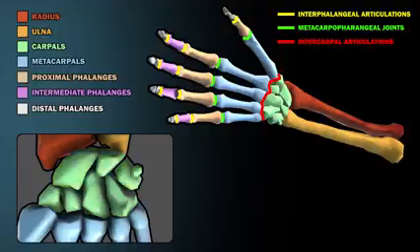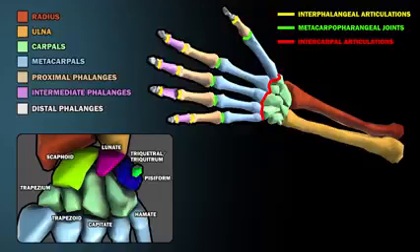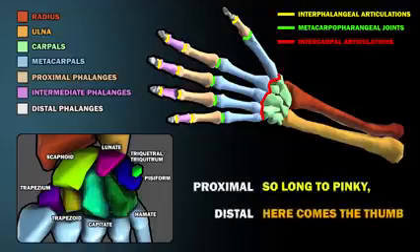The proximal row includes the scaphoid, lunate, triquetral, and pisiform. The distal row includes the trapezium, the trapezoid, capitate, and hamate. Here's a helpful mnemonic I found for the carpals.